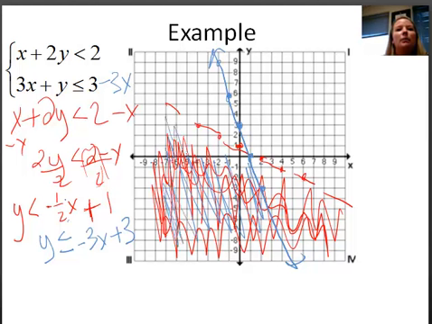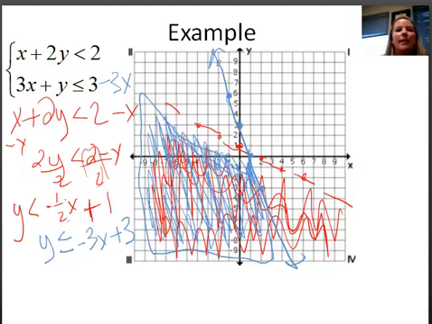Alright, now you don't really want to shade above the other line because it already told you that's not a part of the solution. So this shaded region here, all right here, is where any of those answers would work for this system. So you can pick one.